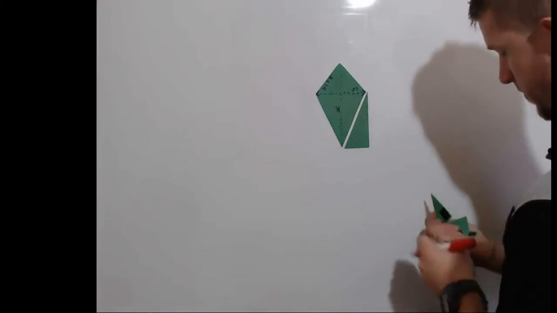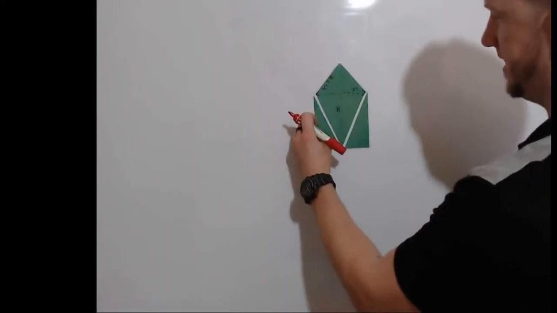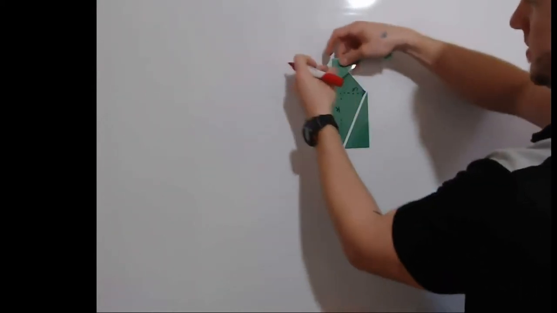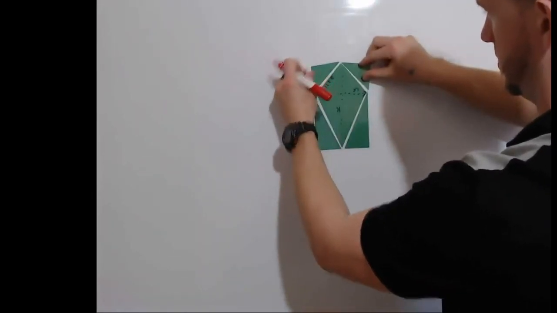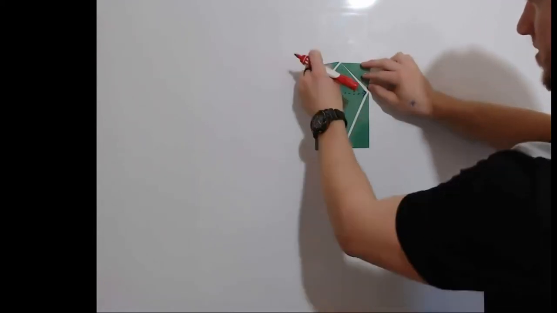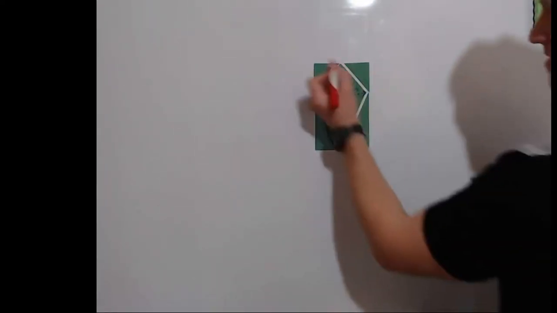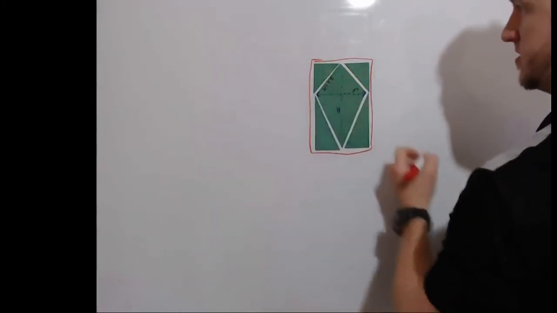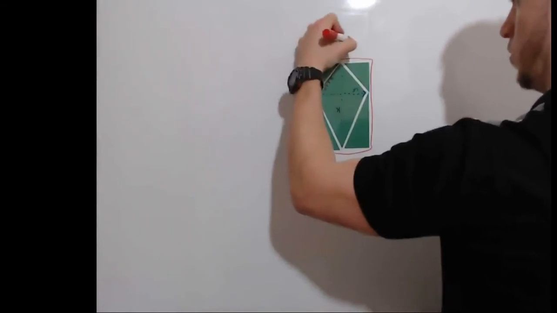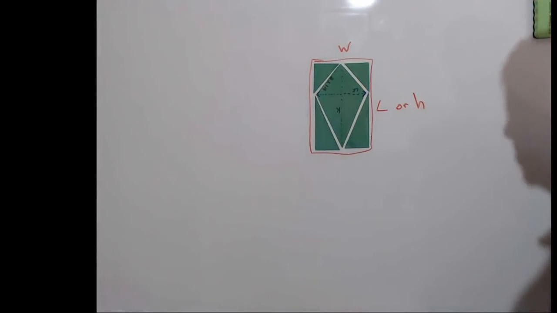If I do the same thing with the other side, I take this piece and I cut it out and rotate it, and I do the same for these two. You can see that the shape that I've ended up with is actually a rectangle. So this outline is just a rectangle.